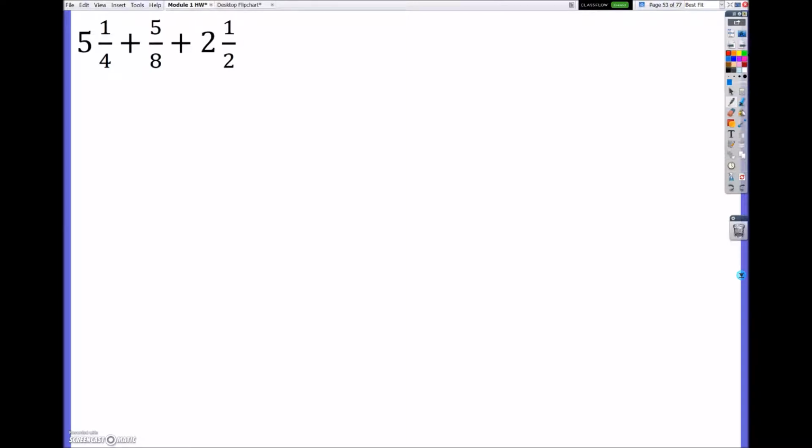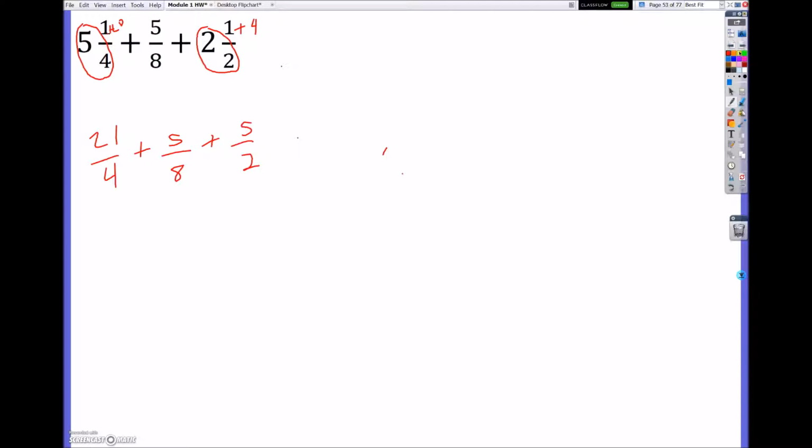Now this one is an addition problem. Same idea. I would like you guys to turn these into improper fractions. So 5 times 4 is 20. So I'm going to add 20 to the numerator. So that's going to be 21 over 4. Here I don't do anything on 5/8 because it's not an improper fraction, or a mixed number, I should say. Now here I'm going to do 2 times 2, which is 4. I'm going to add that to the numerator to get 5 over 2.